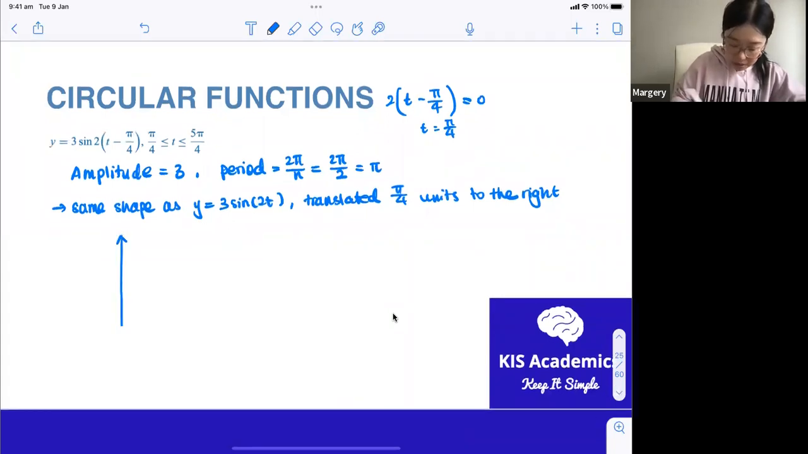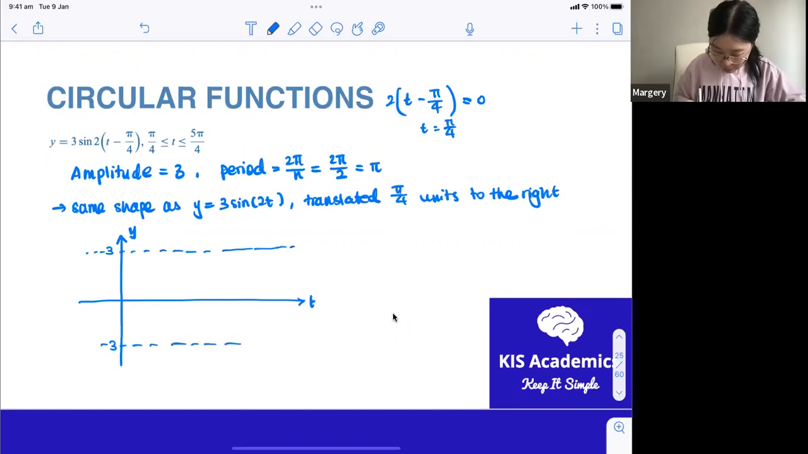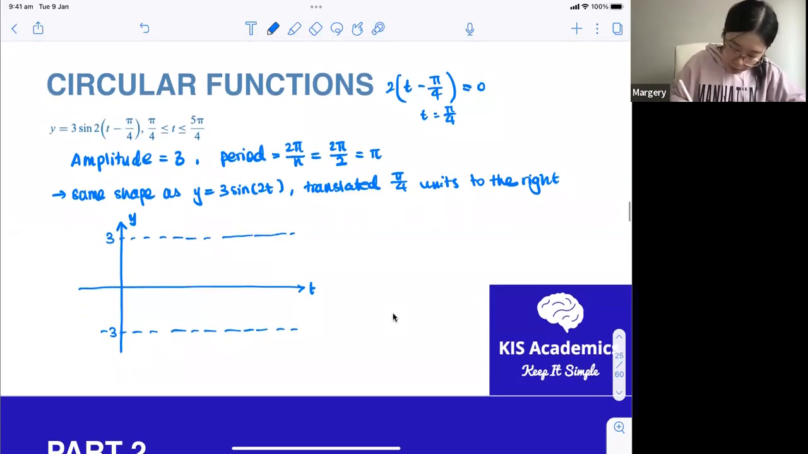Then to draw in my graph, I would draw in my t-axis and then my y-axis. I know that my amplitude is 3. There's no vertical translation in this case. So my maximum value would be 3 and my minimum would be -3. So then I would draw in dotted lines along here. And we know that we're going between pi over 4 and 5 pi over 4.